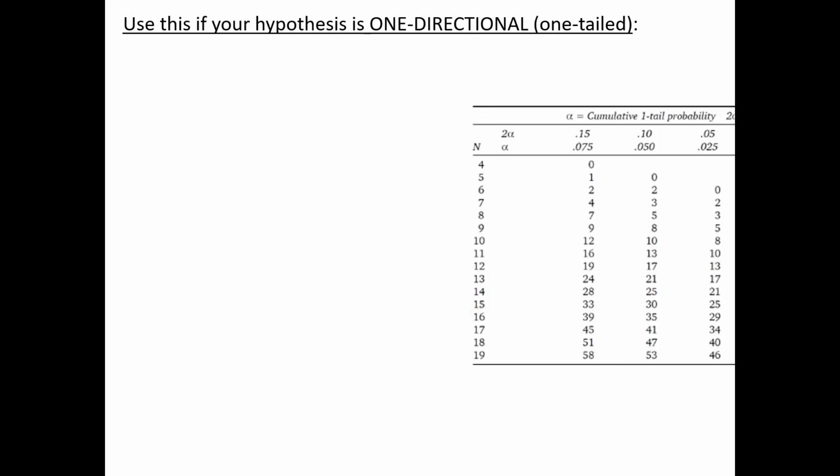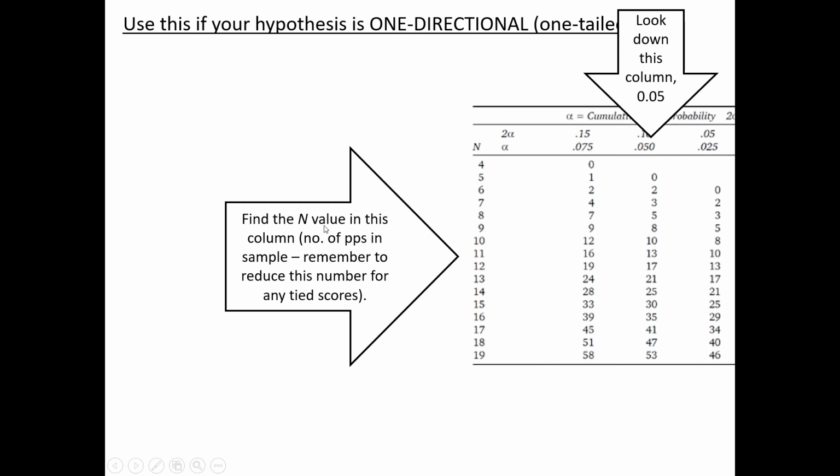Now, if you have a one-directional hypothesis, then you use this column here. Don't go there and don't go there. We just want this one. And again, find the n value in this column. So for 12, for my purposes, the critical value is 17.